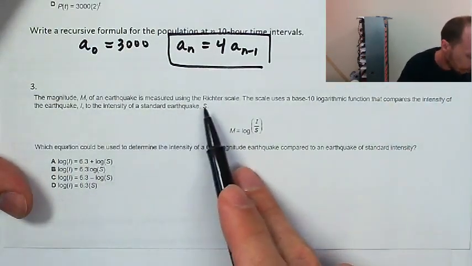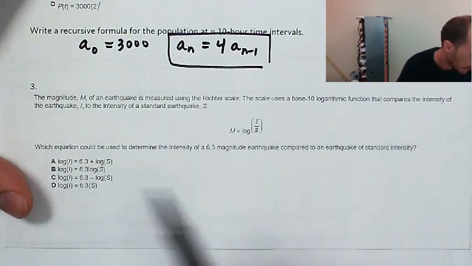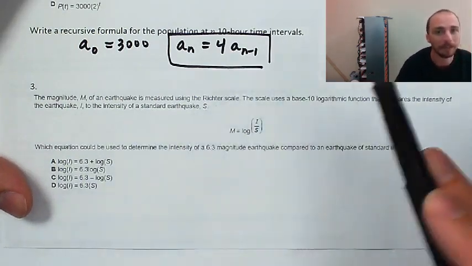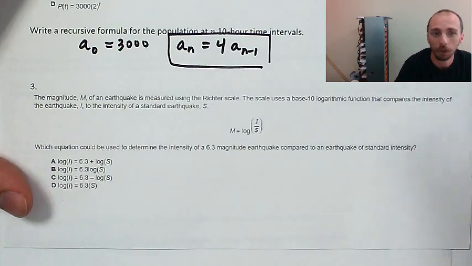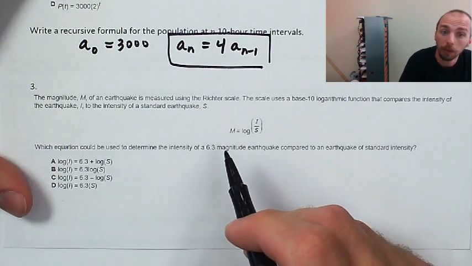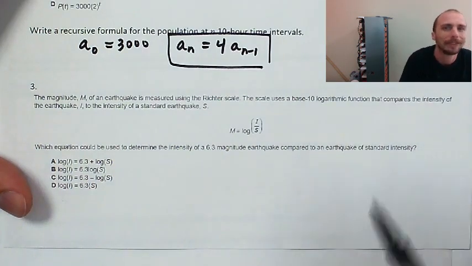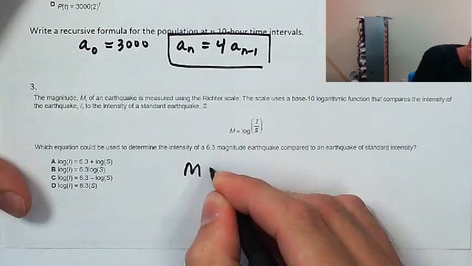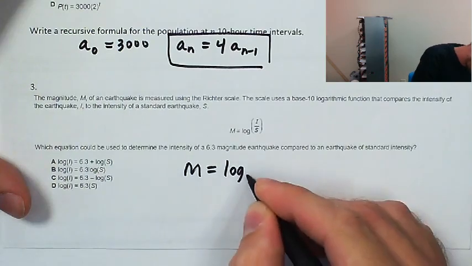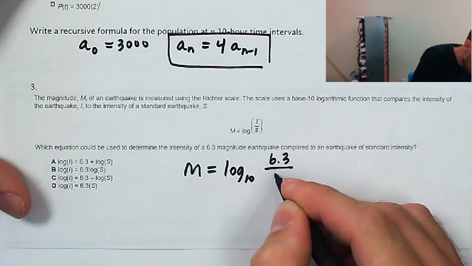So the magnitude of an earthquake is measured using the Richter scale. The scale uses a base 10 logarithm that compares the intensity of the earthquake, which is I, to the intensity of a standard earthquake, S. I don't know what a standard earthquake is, but we're just going to go with it. So which equation could be used to determine the intensity of a 6-point magnitude earthquake compared to an earthquake of standard intensity? All right, so M is going to equal log base 10 of I, which will be 6.3 over S.